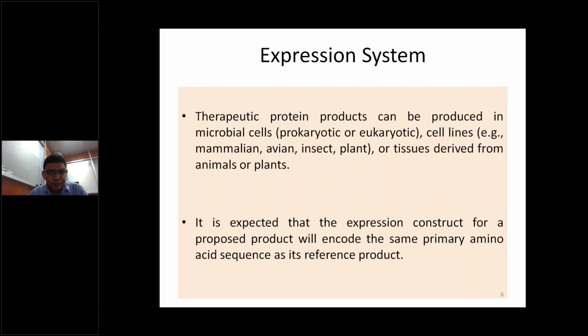So the therapeutic protein products, the biologics or biosimilars, can be produced in microbial cells. They could be prokaryotic or eukaryotic. They could be cell lines, mammalian, avian, insect, and plants, or tissues derived from animals or plants. It is expected that this expression vector construct for the proposed product will code the exact amino acids. All the primary amino acid sequence will be the same as the original product or the reference product.